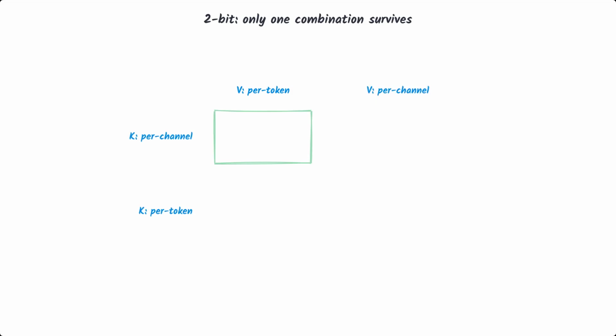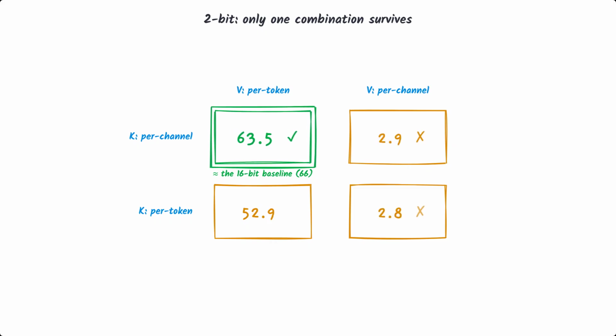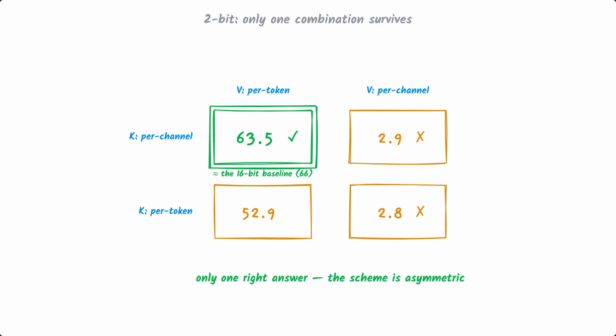Quantize the key cache per channel and the value cache per token. An asymmetric scheme, different directions for the two caches. And the ablation is decisive. At 2 bits, per channel keys with per token values scores 63.5, nearly matching the 16-bit baseline of 66. Every other combination is a disaster. The two symmetric options, and the flipped one crater to single digits, or worse. There's really only one right answer, and the distribution analysis is what pointed straight at it.